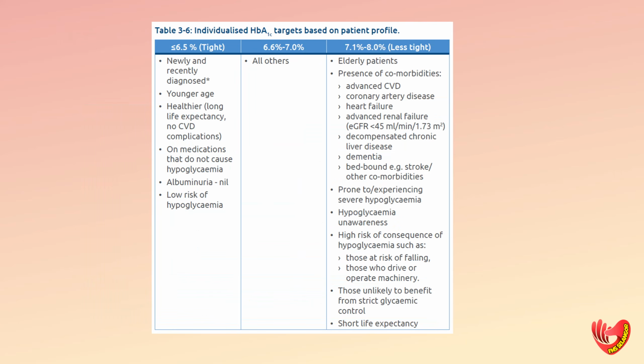HbA1c target should be individualized based on patient profile. Therapy in most patients with type 2 DM should be targeted to achieve HbA1c less than or equal to 7%, or a more aggressive target of less than 6.5% should be attempted in those with long life expectancy, no comorbidities, and in those whose targets can be achieved without causing severe hypoglycemia. Less tight targets of 7.1% to 8% are for elderly patients, short life expectancy, presence of comorbidities, and for patients with hypoglycemia unawareness.